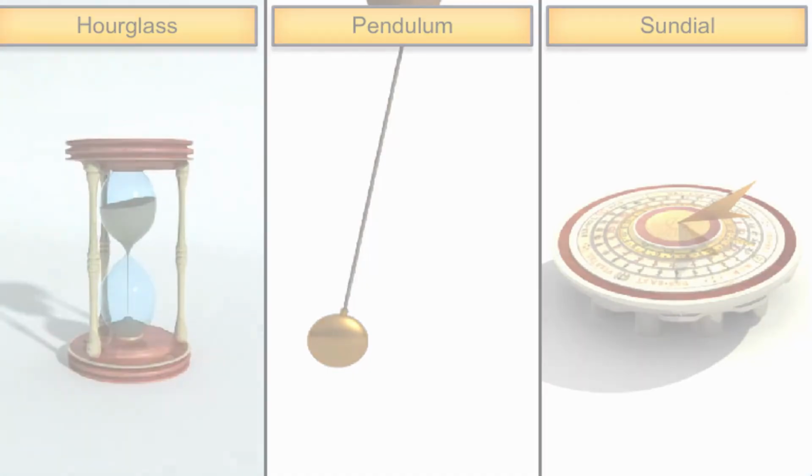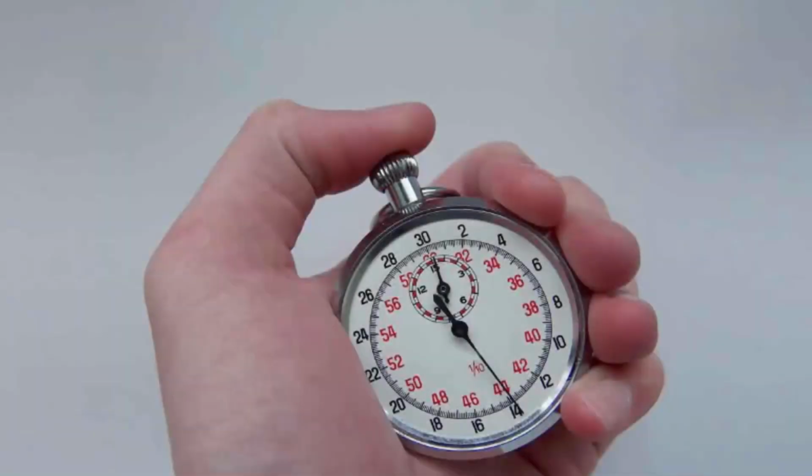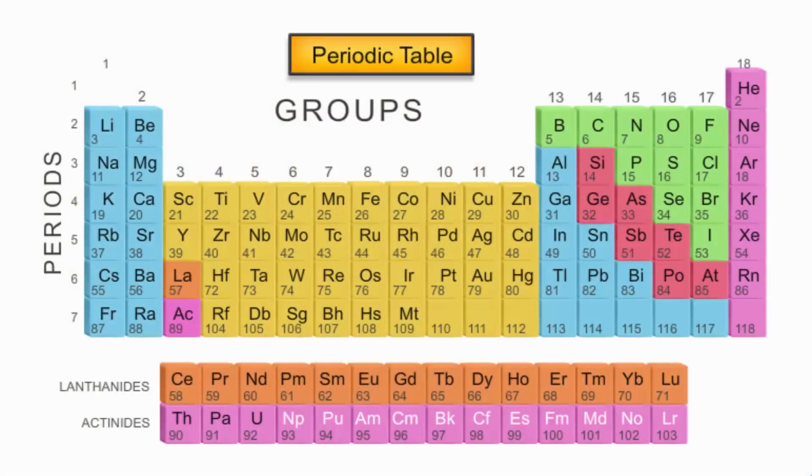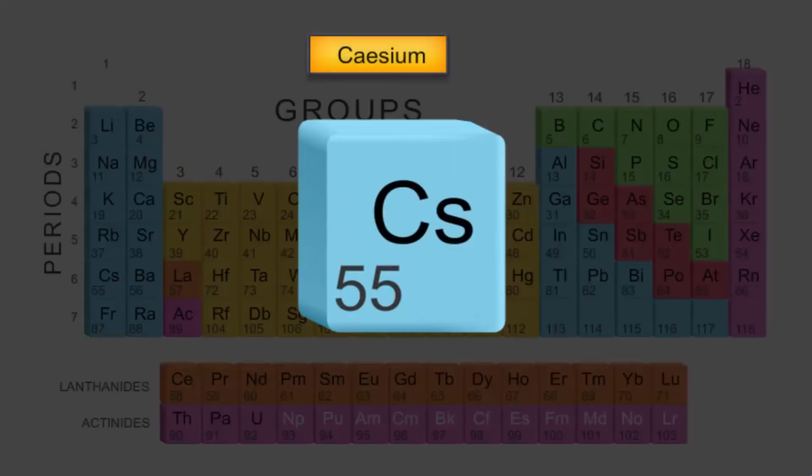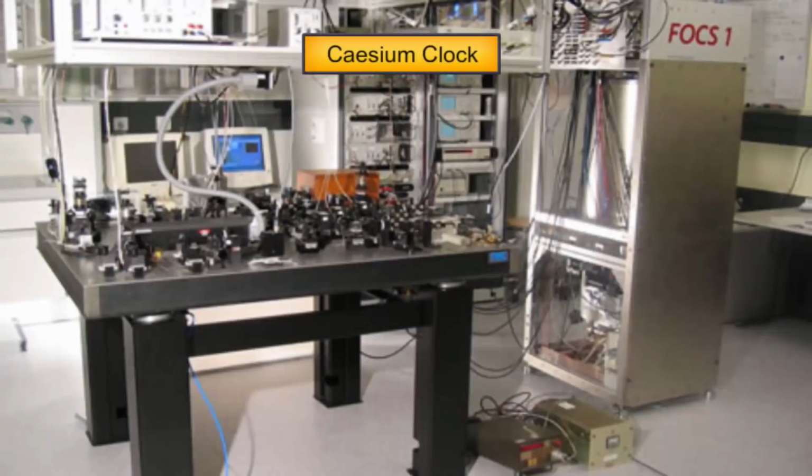To have the most accuracy in measuring time, now we use an atomic standard of time, which is based on the periodic vibrations produced in a cesium atom. Hence, the clock is also referred to as the cesium clock or the atomic clock.